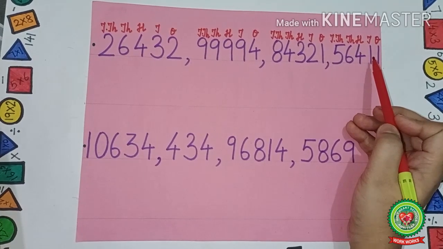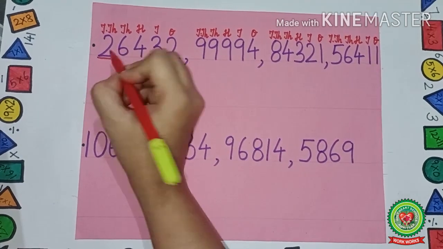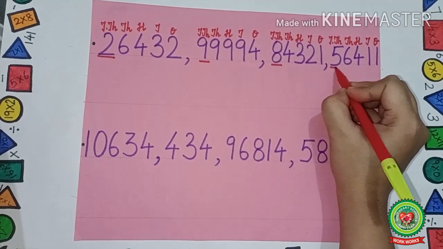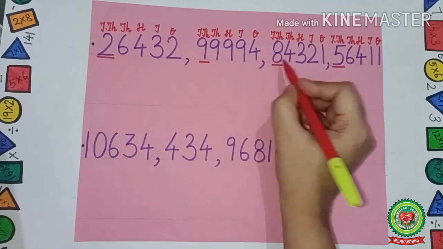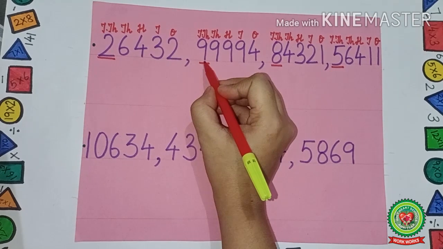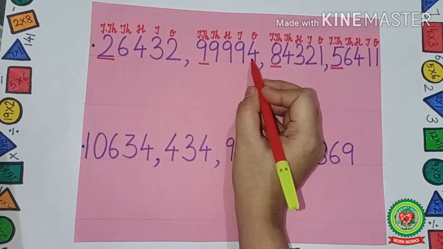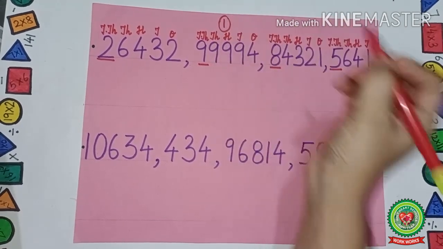56,411. Now again what we will do, we will take the first digit of the numbers. Now first digit over here is 2, then 9, then 8, then 5. Now among 2, 9, 8, 5, which is the biggest number? 9 is the biggest number. That means 99,994 is the biggest number. So we will write over here 1.